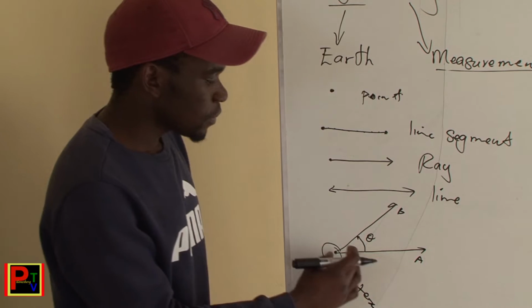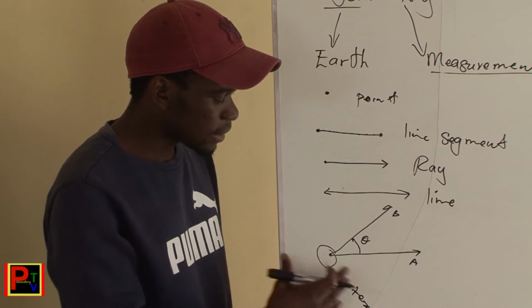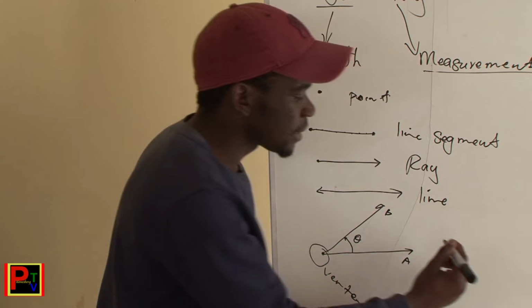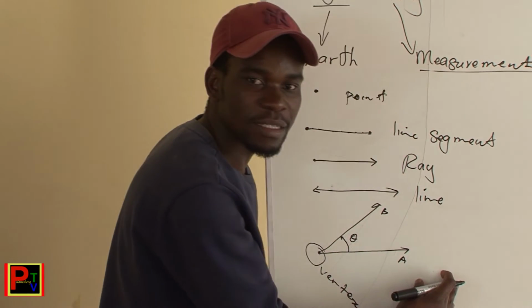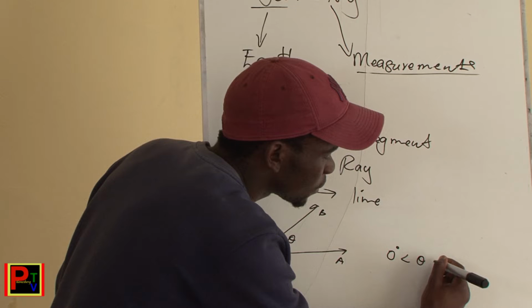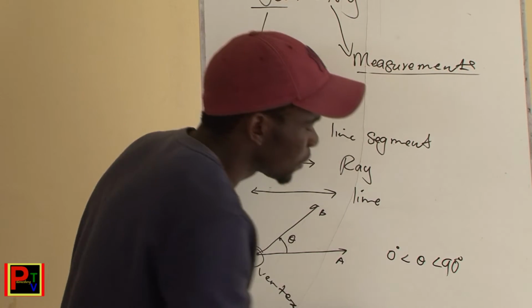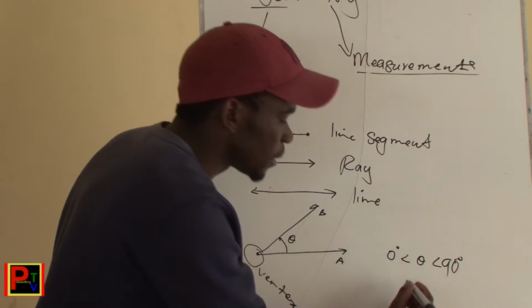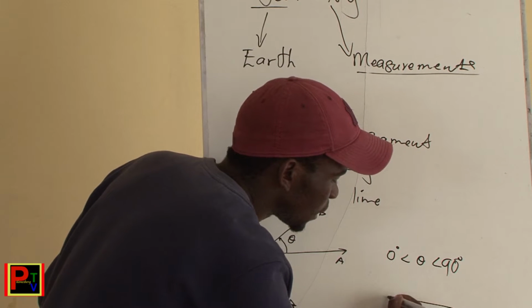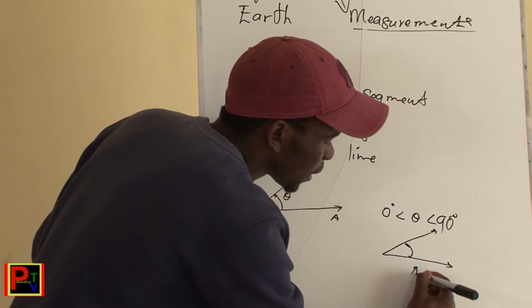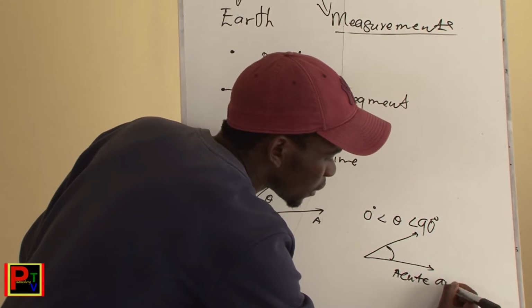So, let's say the angle is less than 90 degrees. Less than 90 degrees simply means it's the angle between 0 degrees and 90 degrees. So, any angle that is between 0 degrees and 90 degrees, you call an acute angle. It's an acute angle.